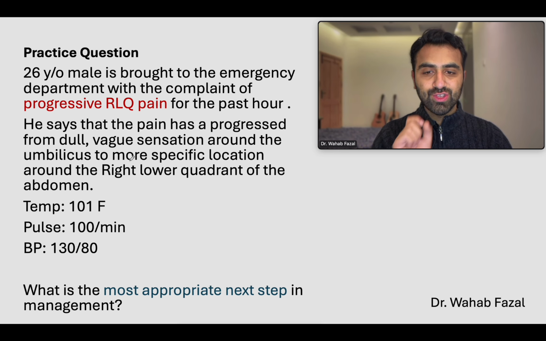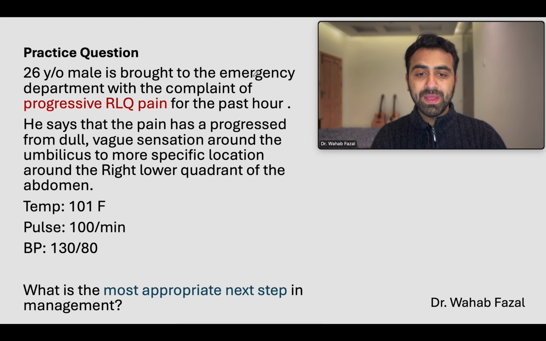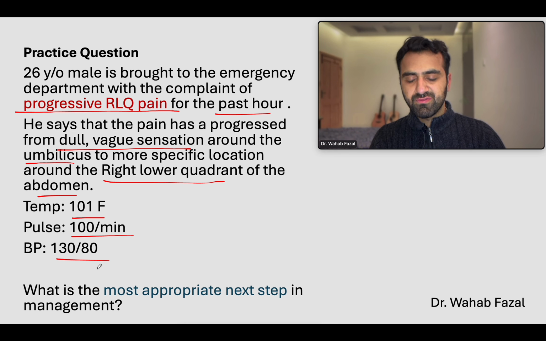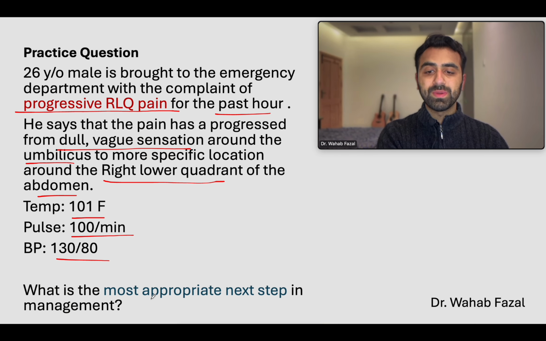So now let's solve the practice question. A 26-year-old male is brought to the emergency department with a complaint of progressive right lower quadrant pain for the past hour. He says that the pain has progressed from a dull, vague sensation around the umbilicus to a more specific location around the right lower quadrant of the abdomen. Temperature is high and pulse is high, and blood pressure is fine for someone with pain. What's the most appropriate next step in management?